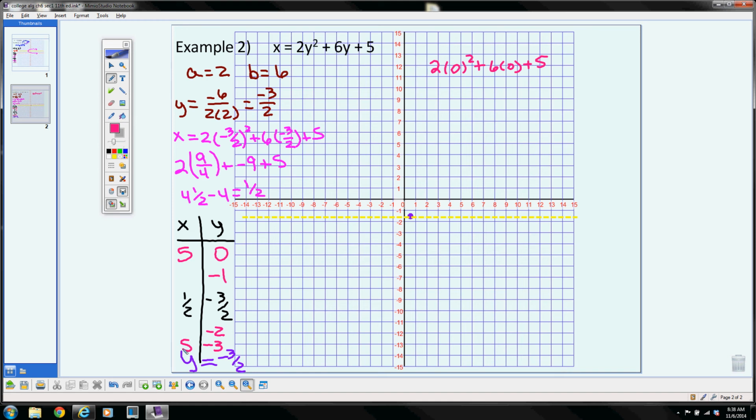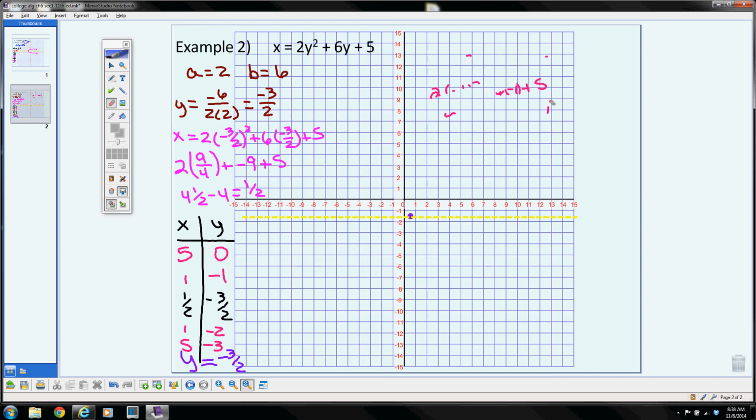Now let's try negative 1. 2 times negative 1 squared plus 6 times negative 1 plus 5. That's going to be 2 times 1, which is 2. 6 times negative 1 is negative 6 plus 5, and that's going to equal 7 minus 6, which is 1. So this will be 1, and negative 2 will also be 1. You can check it if you need to.